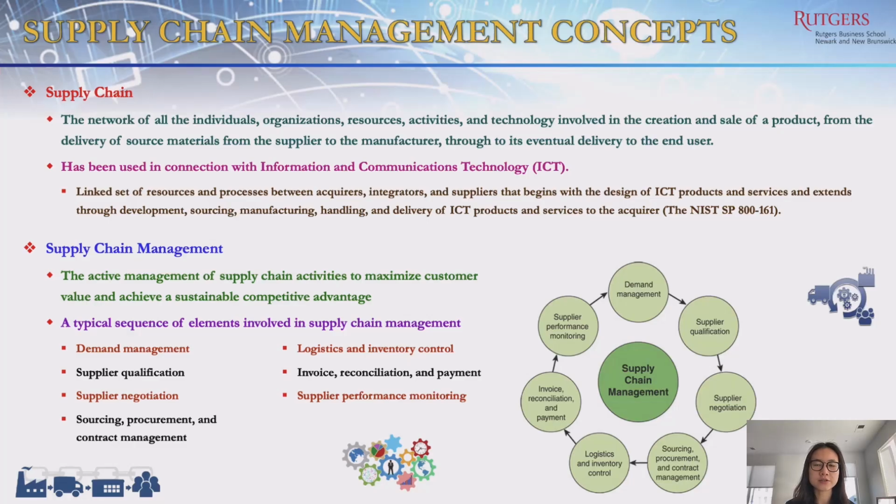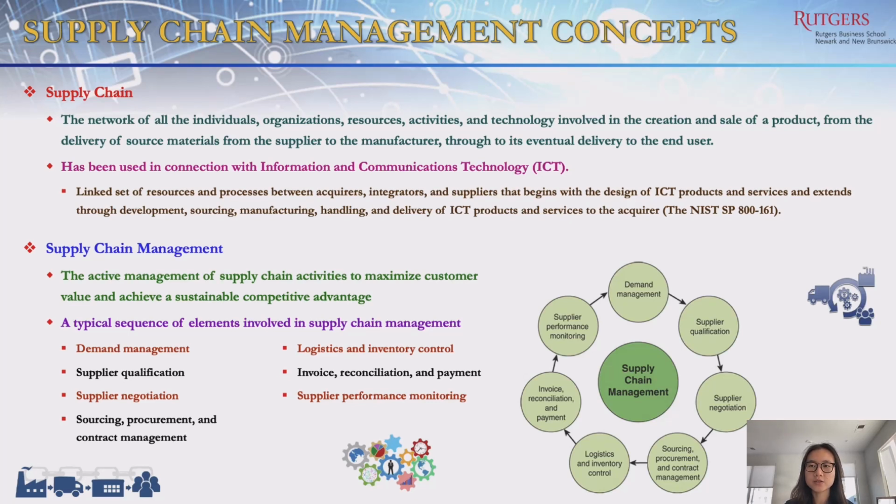Let's start this lecture with some concepts related to supply chain management. A supply chain was defined as a network of all the individuals, organizations, resources, activities, and the technology involved in the creation and sale of a product, from the delivery of the source material to the manufacturer through its eventual delivery to the end users. It applies to the entire chain of production and the use of physical products. The chain can link a number of entities beginning with raw material suppliers through manufacturers, wholesalers, retailers, and customers.